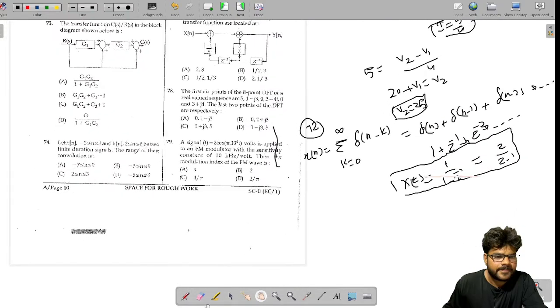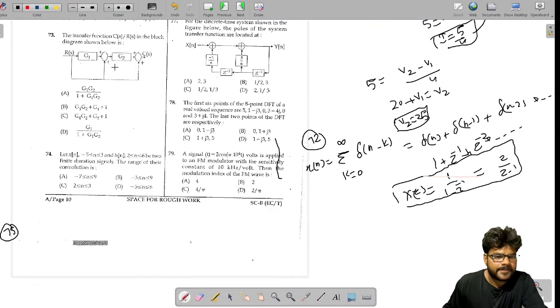Let us go to the next question, question number 73. The transfer function C(s) by R(s) in the block diagram shown below is, so we have to find out C(s) by R(s). We can easily solve this. R is coming here, R will also be coming here, and R is coming here, right? So G1 will be multiplied in this, so this is going to be R G1, and then R will be added, so this is R G1 plus R, and G2 is multiplied, so here it will come G2. Then we will add R again, then this is going to be (R G1 plus R) into G2, plus R. Then we will get C.